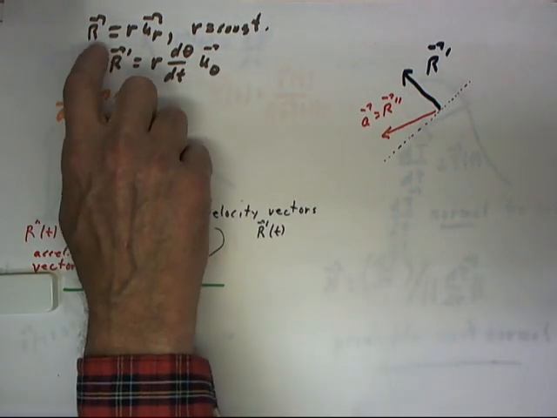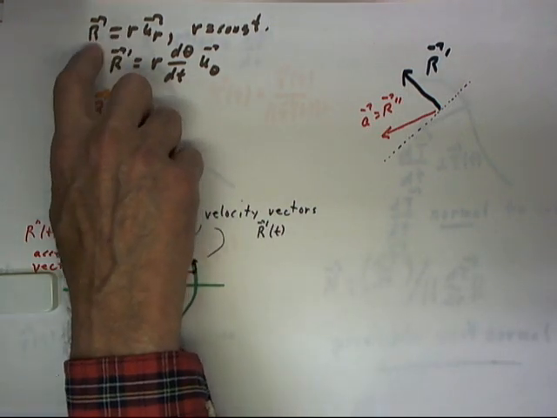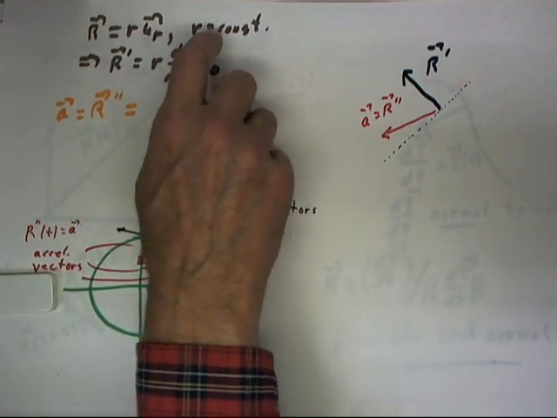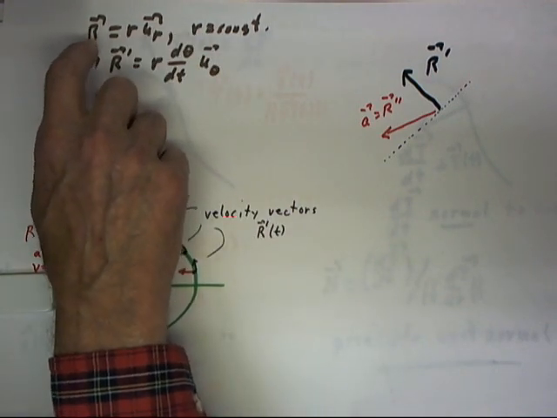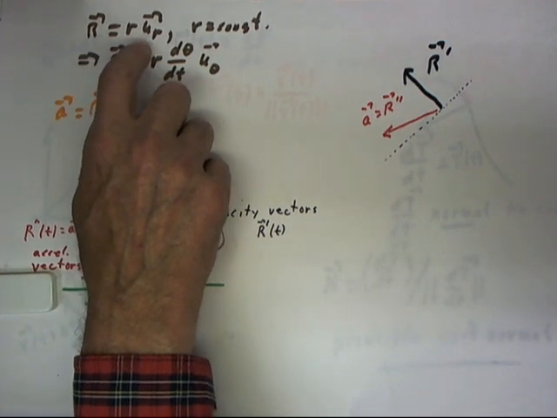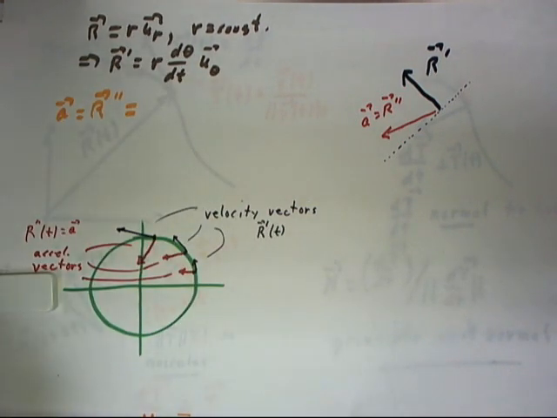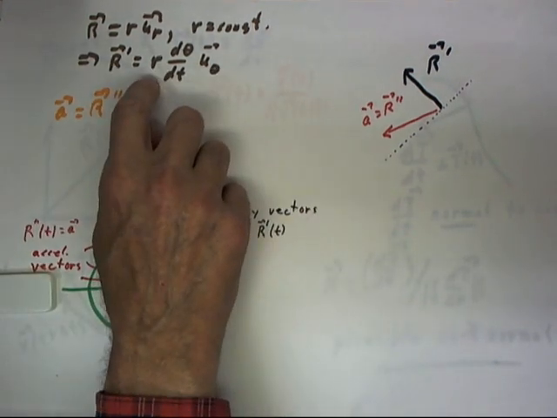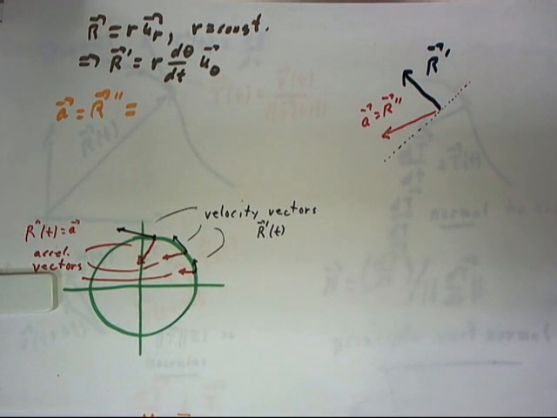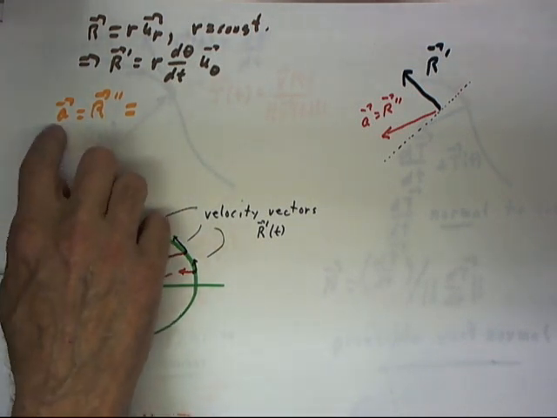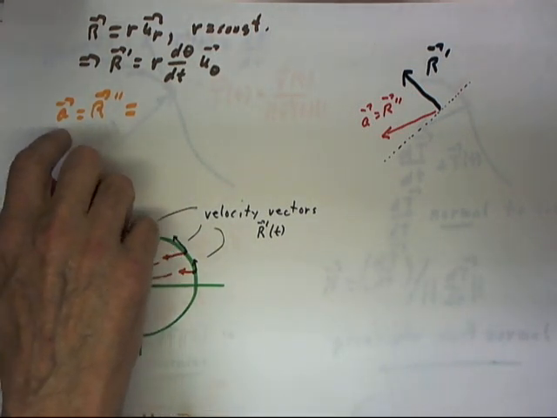As we've just seen, if we express a vector function r of constant magnitude in terms of the unit vectors in the r and theta direction, the polar unit vectors, then r prime is equal to r d theta dt times u theta. We want to know what the acceleration function is and how that's related to everything else.